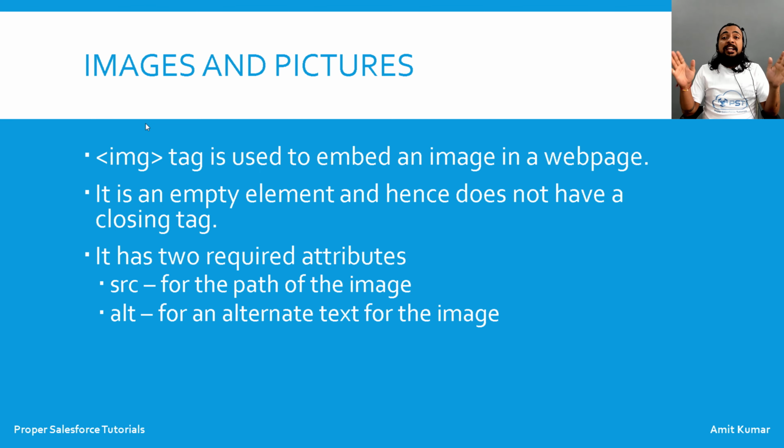It has two required attributes, Src and Alt. The Src attribute is used to specify the path of the image, where this path can be an absolute path or a relative path. The Alt attribute, or alternate attribute, is used to provide an alternate text for an image, and this text will appear on the web page whenever that specific image is not loaded at any specific moment.